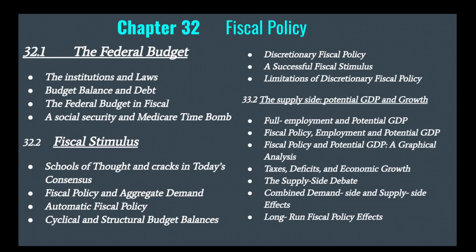32.3 The supply side: potential GDP and growth. Full employment and potential GDP. Fiscal policy, employment and potential GDP. Fiscal policy and potential GDP, a graphical analysis. Taxes, deficits and economic growth, the supply side debate, combined demand side and supply side effects, long run fiscal policy effects.